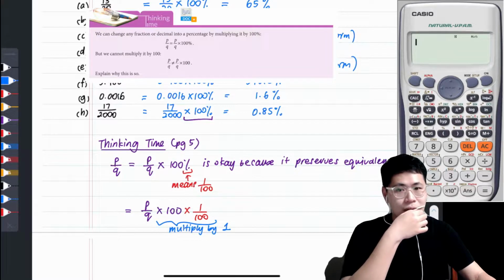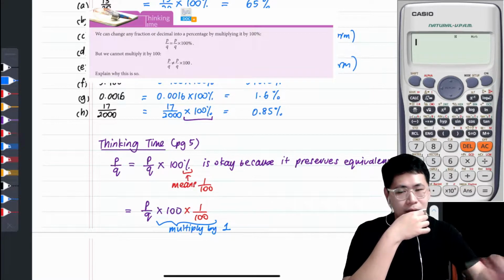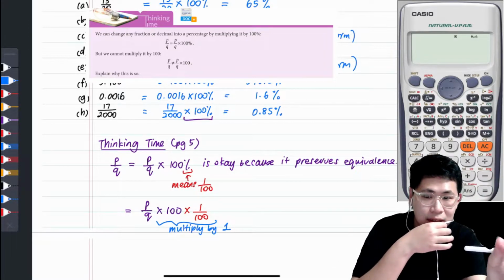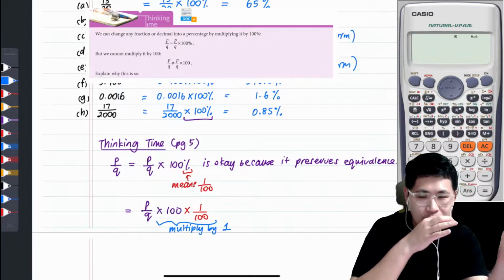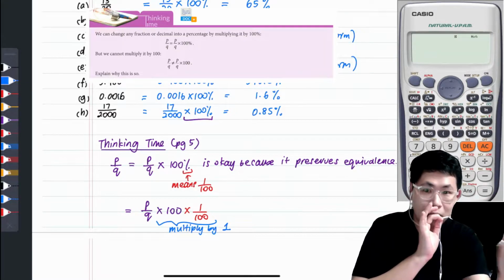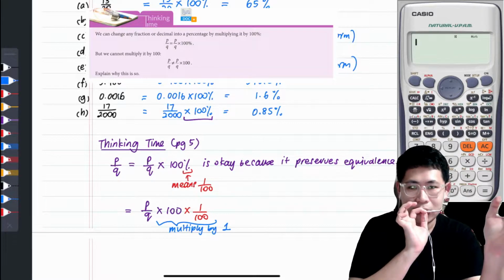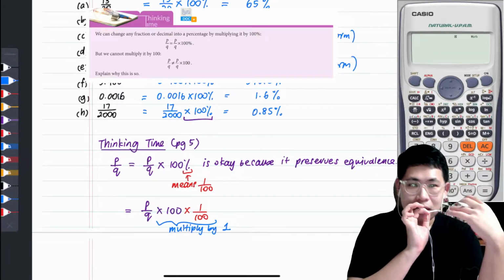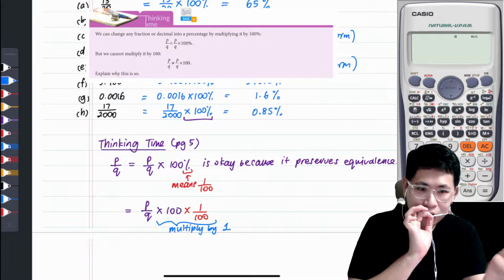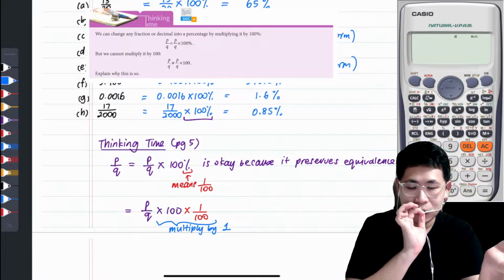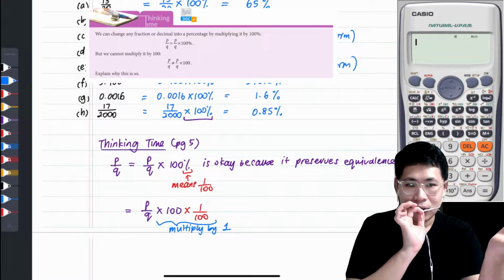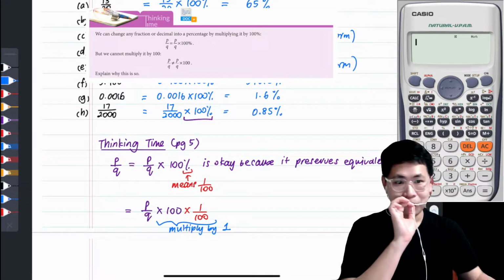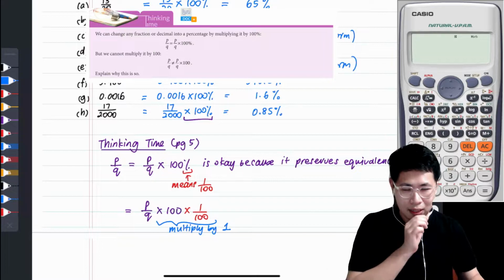That's why when we write down the notation, we put in the percentage sign and leave it there, so that it tells us that if later you want to convert back, you need to multiply by 1 over 100. This way we really can preserve the equivalence. Without the percentage sign, it's just multiplied by 100, which is not the right way, because you get a bigger number without the percentage sign. Okay, so this is all for thinking time.